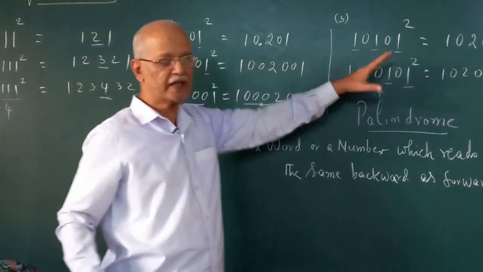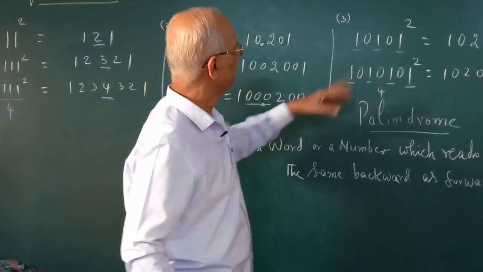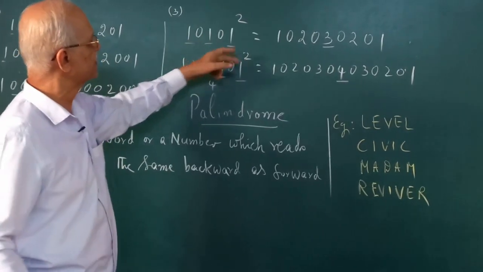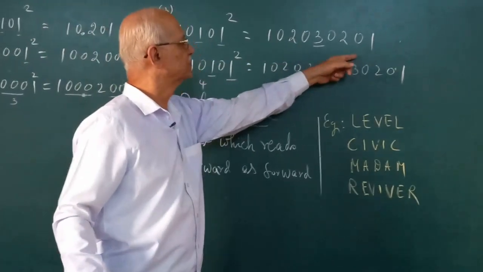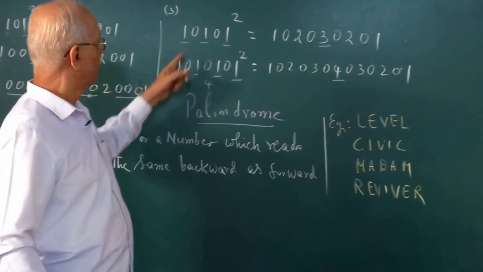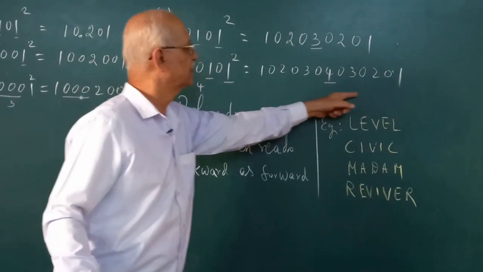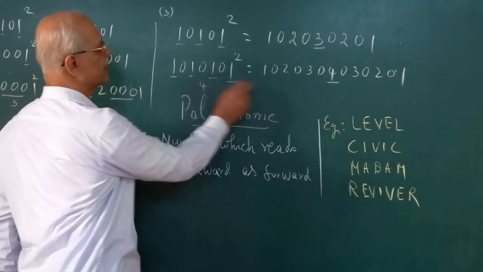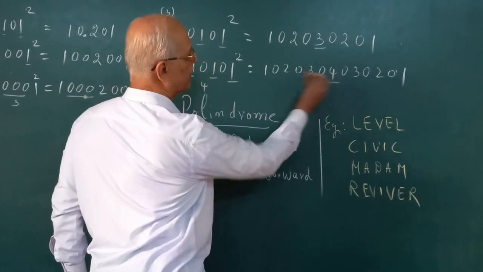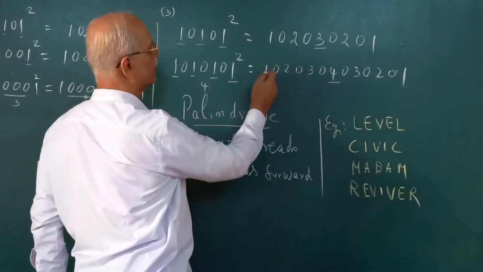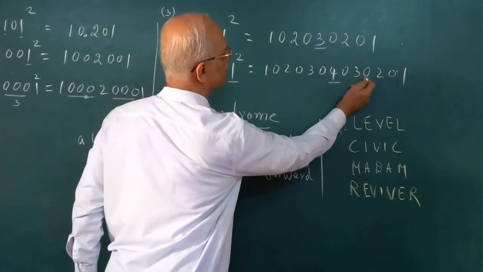So one more example, if you look at this, if you put 10101 squared, find out the square of this, you get this number. 1010101 squared is this. See, if there are 4 ones here, put 4 in the middle. On either side, you go on writing alternately 0, 1, 0, 2, 0, 1. Here also 0, 3, 0, 2, 0, 1.